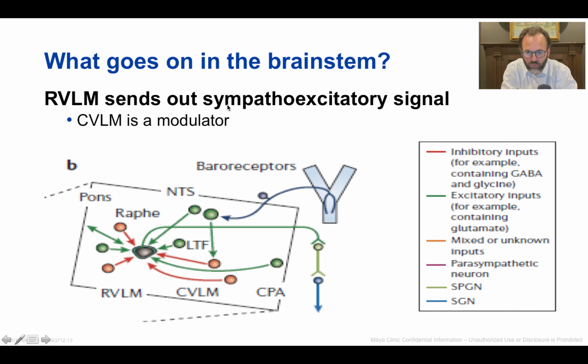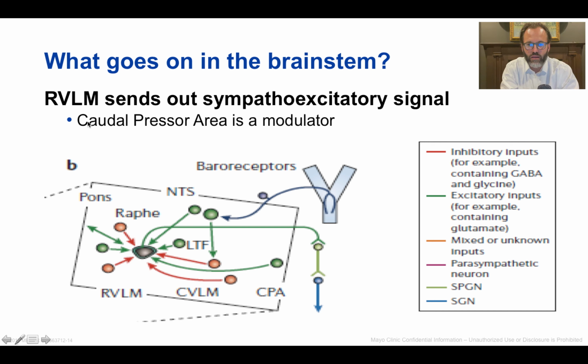There, the RVLM sends out a pathoexcitatory signal. And importantly, the CVLM is not a primary driver of things, but it really is more of a modulator. So it takes in additional information from other sites in the brain, and serves to modulate the ultimate outflow from the RVLM.